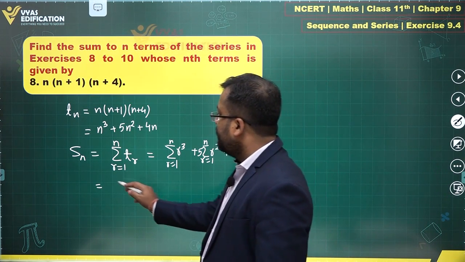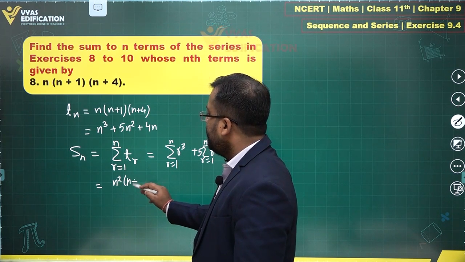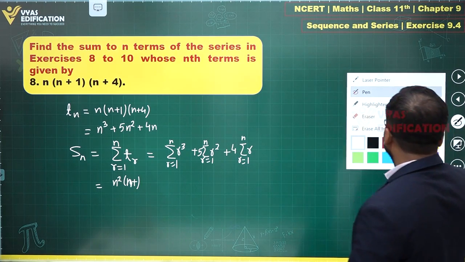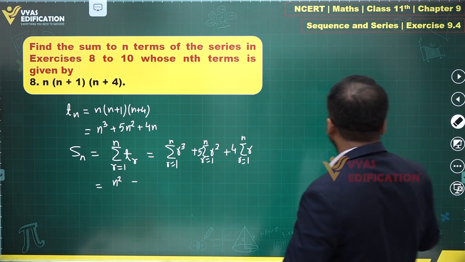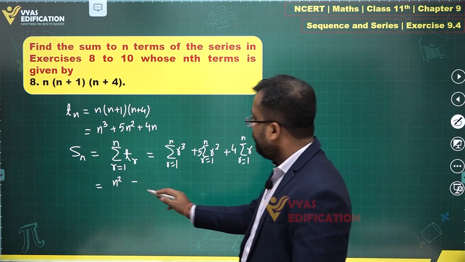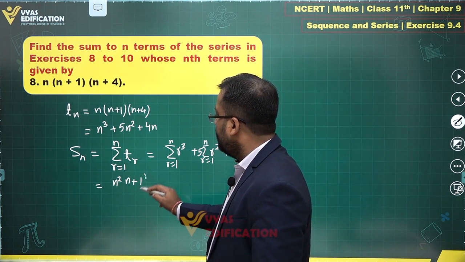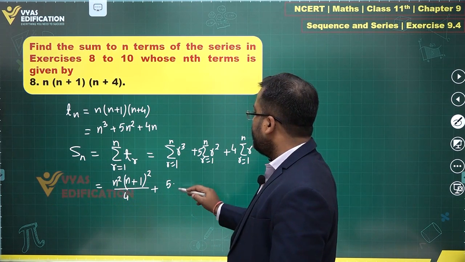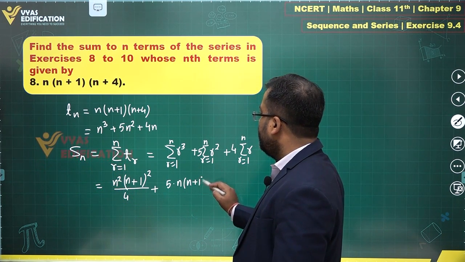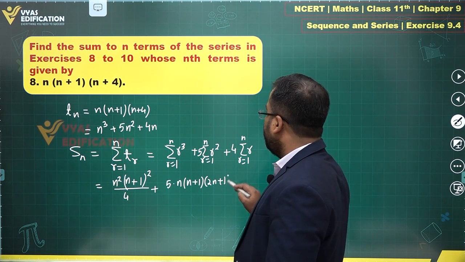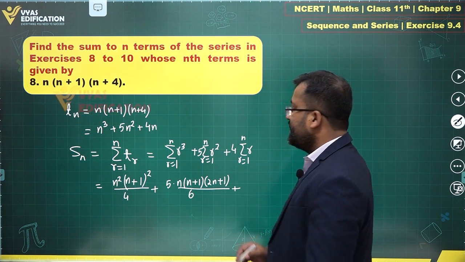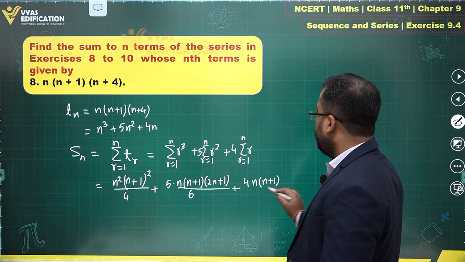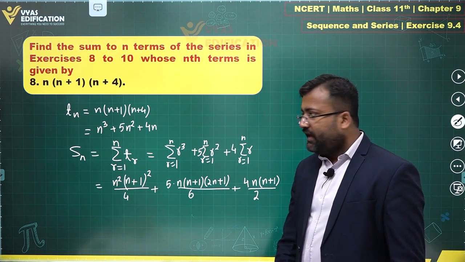Sigma r power 3, what's that? n square, n plus 1 square upon 4, plus there is a 5. Sigma r square will be n plus 1, 2n plus 1 upon 6, plus 4 times sigma r will be 4 times n plus 1 by 2. This is what you will get, right?